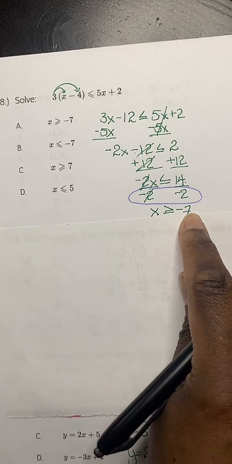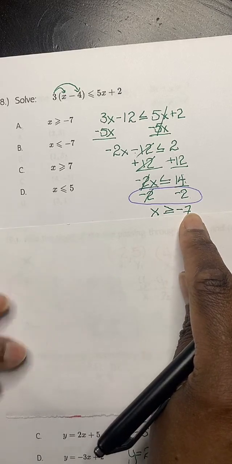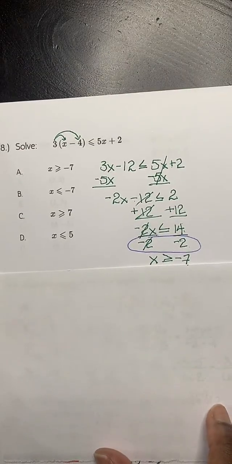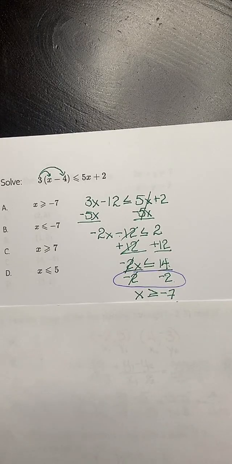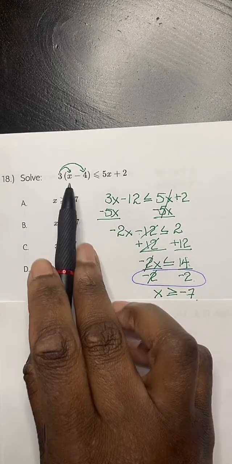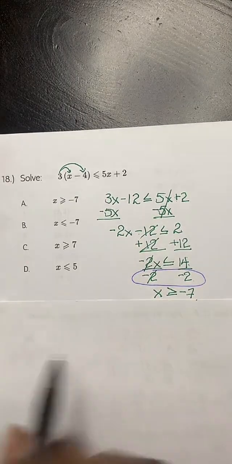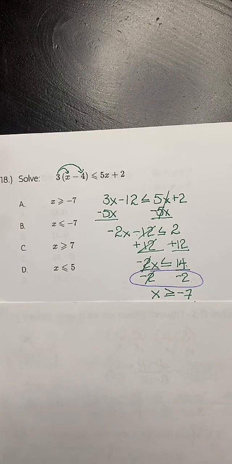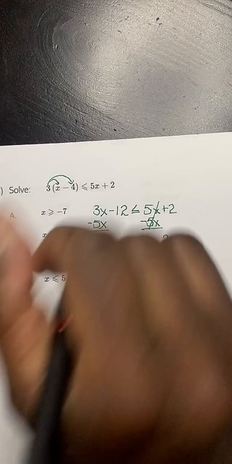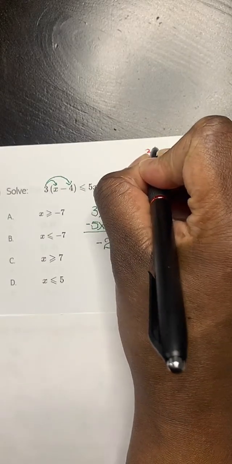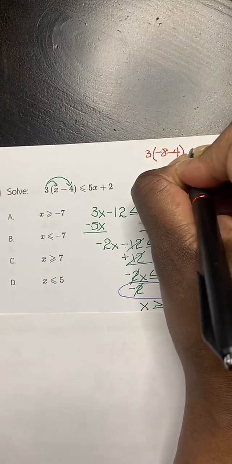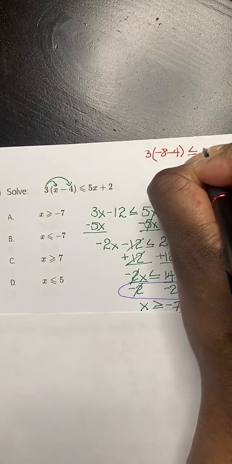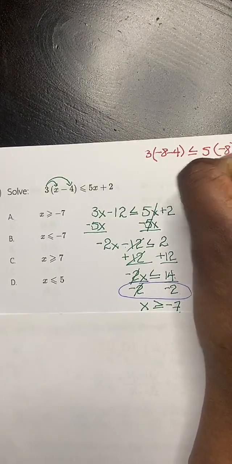So if I wanted to pick a number that's less than negative 7, let's say negative 8, okay? Remember, the numbers get smaller as you go to the left. So if I say negative 8, and I try to plug in negative 8 for the x's of the original, I want to see if I'm going to get a true statement. So if I plug it in, I will get 3 parentheses, negative 8 minus 4 is less than 5, negative 8 plus 2.